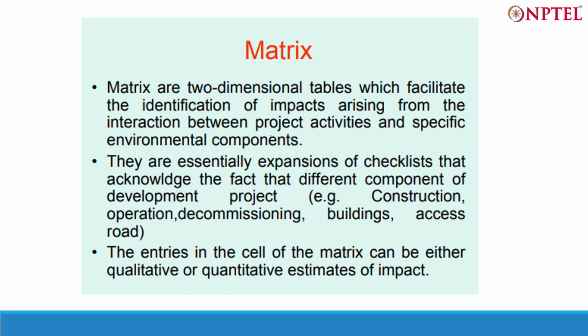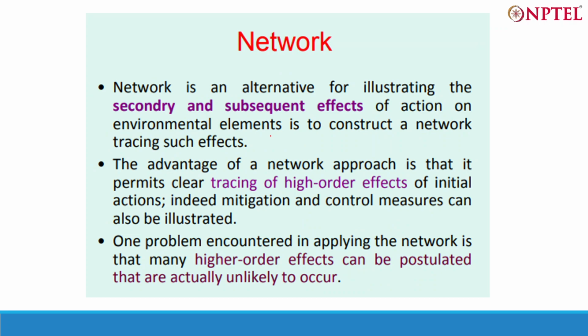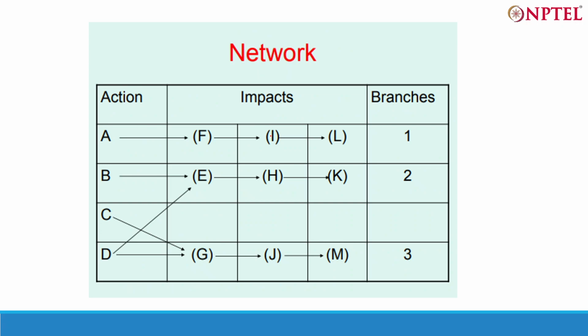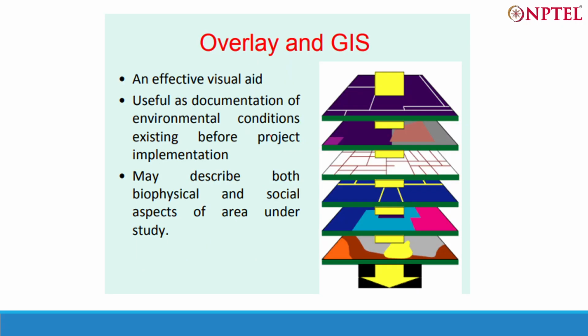Matrix, look into that. Matrices actually provide a very good way to visualize impacts. Network, we have seen an example of a network in question 7 or 8 also. So a network is an alternative for illustrating the secondary and subsequent effects of an action on the environment. The means is to construct a network tracing. Then these are types of examples.